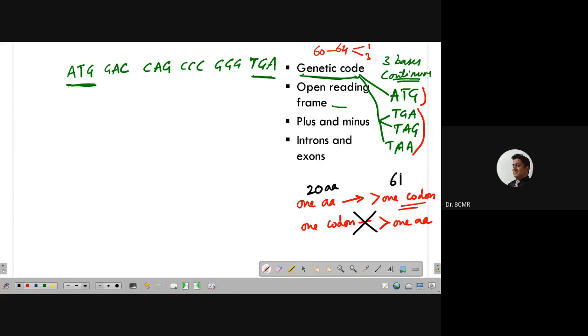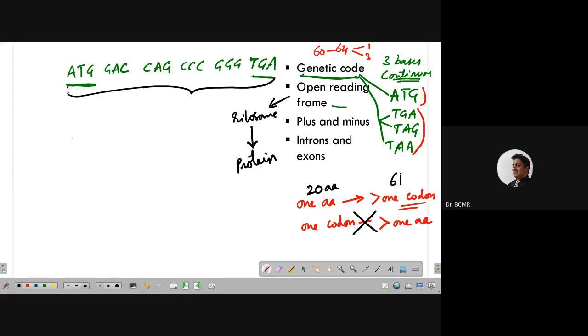And then we have, what is an open reading frame? A reading frame is about what the ribosome does. Can the ribosome read? When you say read, it means the product should be a protein synthesis. A protein should be made. Only then do you call it a reading frame.